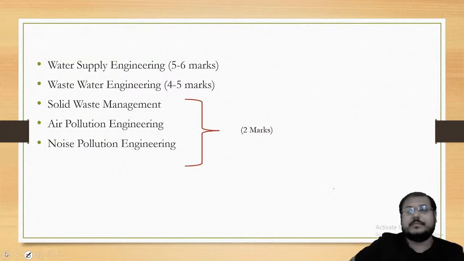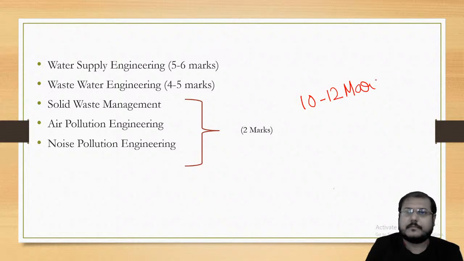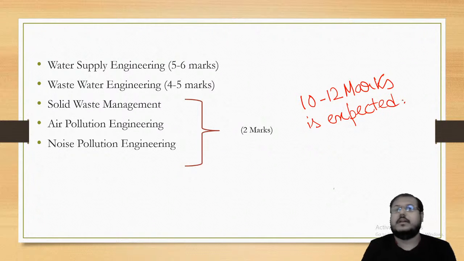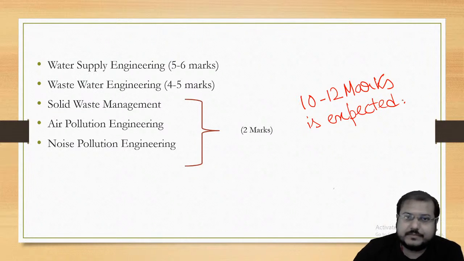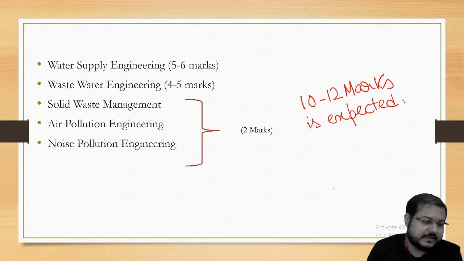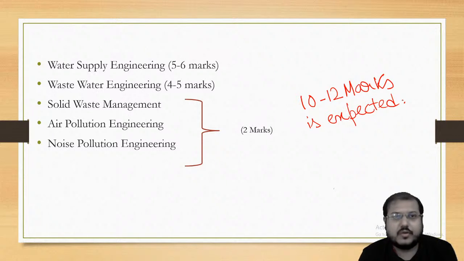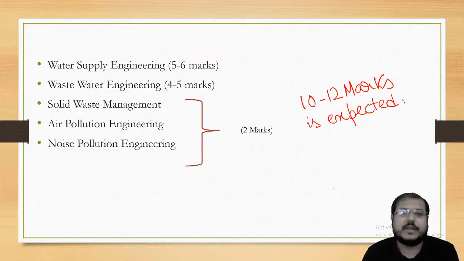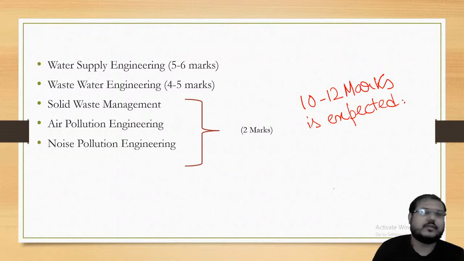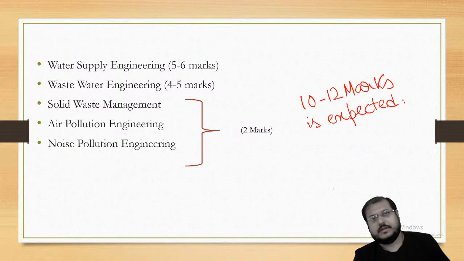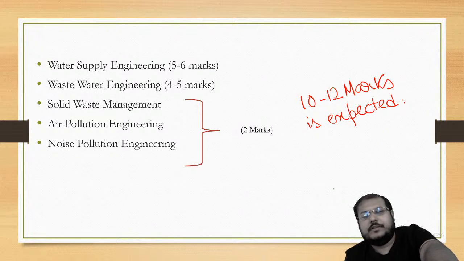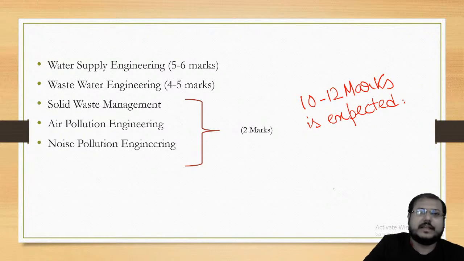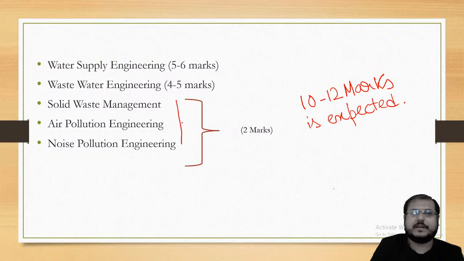From this whole environmental engineering segment, 10 to 12 marks are expected. In this classification, water supply engineering generally gives 5 to 6 marks, wastewater engineering 4 to 5 marks, and solid waste management, air pollution and noise pollution together give around 2 marks. Nowadays the importance of this segment, solid waste, air and noise, keeps on increasing.